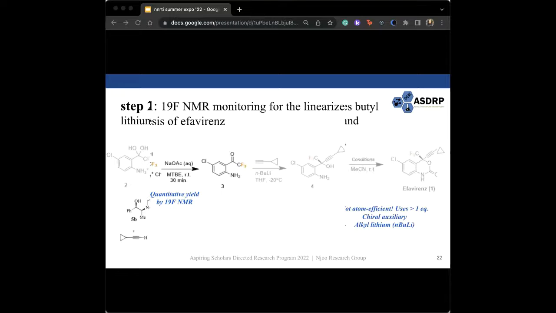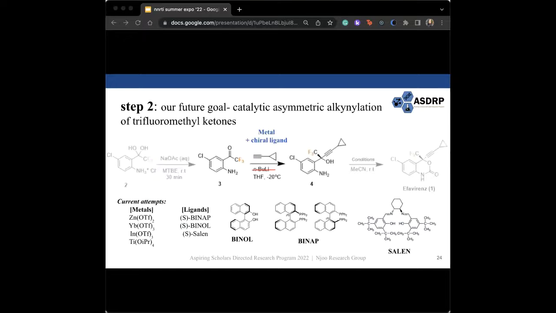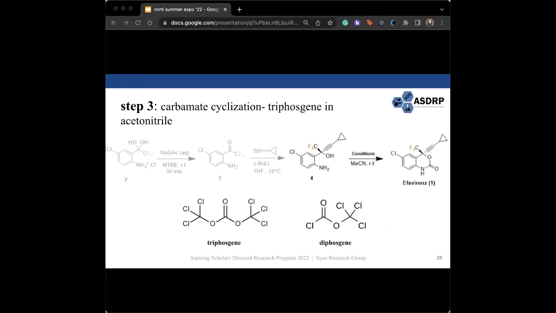The second step is a lot harder to accomplish without the use of that really dangerous N-butyllithium. In order to accomplish this, as you can see, a superstoichiometric asymmetric ligand and an alkyl lithium need to be used. We propose using a metal and a chiral ligand instead, and we are currently working with zinc, ytterbium, indium triflate, as well as ligands such as S-BINAP, S-BINOL, and S-salen.